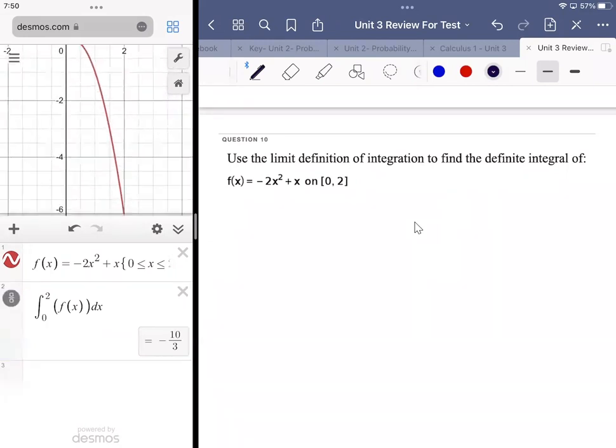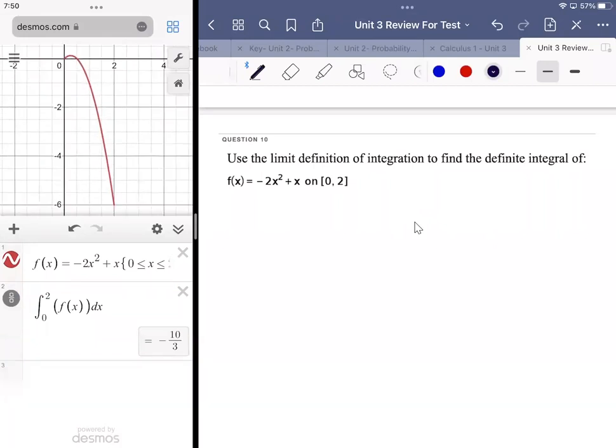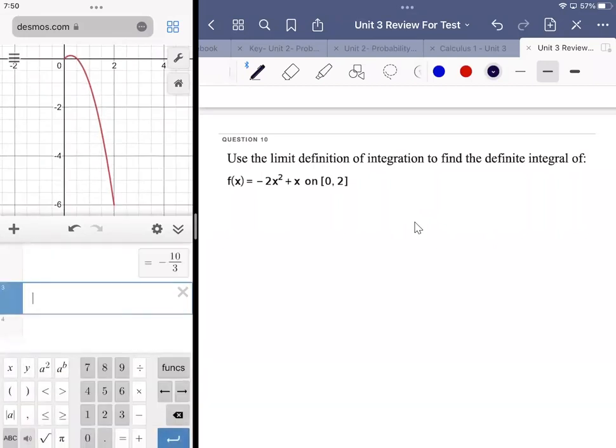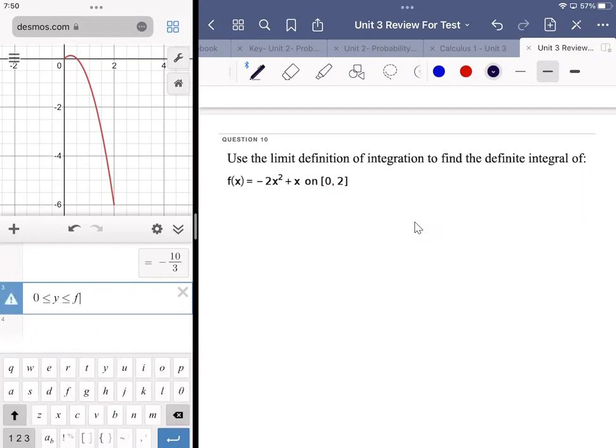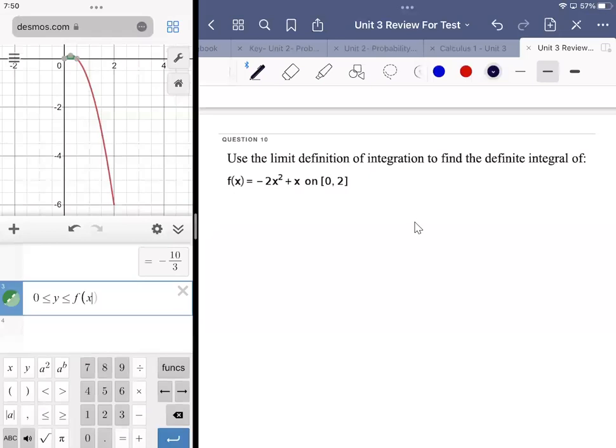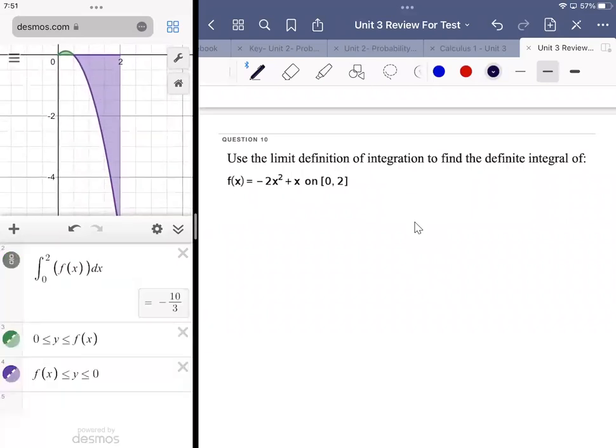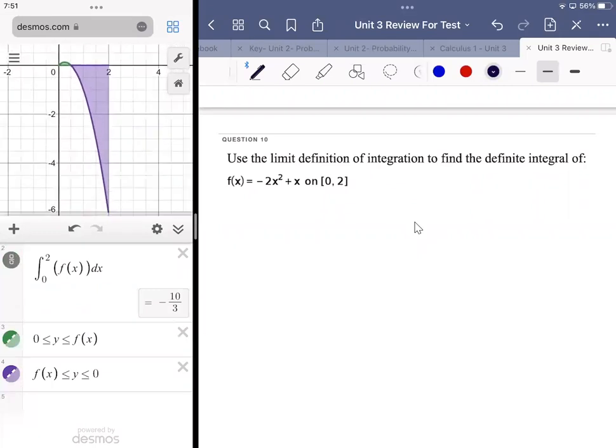Right? Now, just in terms of what we're actually looking for, we would have 0 less than or equal to y less than or equal to f of x. So we would need that area, but then we would also need the area between the function on the low side. So these two areas put together, that's what's going to give us the negative 10/3.